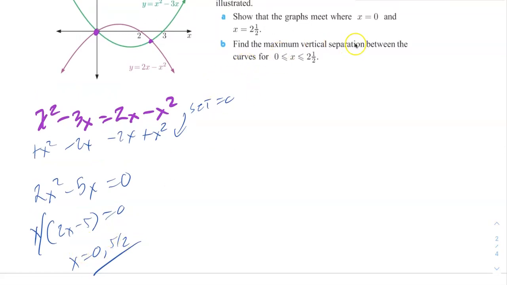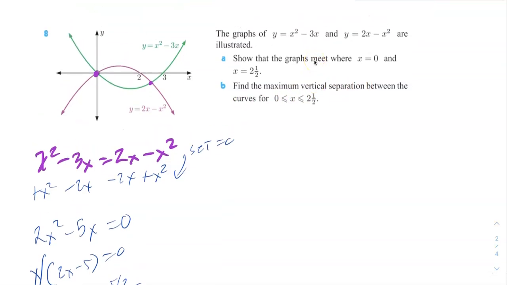Find the max vertical separation between the curves from there to there. So they want to find where this guy is a maximum. And one way to find a max is to find the equation of this line and find its max. If it's quadratic, we're going to find the vertex. So how do you find the equation of this line? Well, it's just this red line minus this green line. That's what gives you this one. So the red one is 2x minus x squared, minus the green line. Top minus bottom, which would be x squared minus 3x.